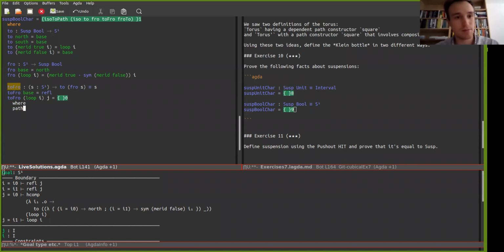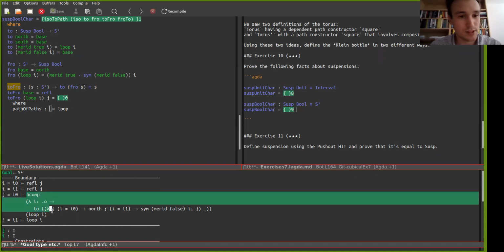I want a path of paths, and this will be a path between two paths. On the one hand, this will be something equals loop, right? And I think I'm really going in the same direction as the suggestion in the chat here. I'm just going to rewrite it a bit.